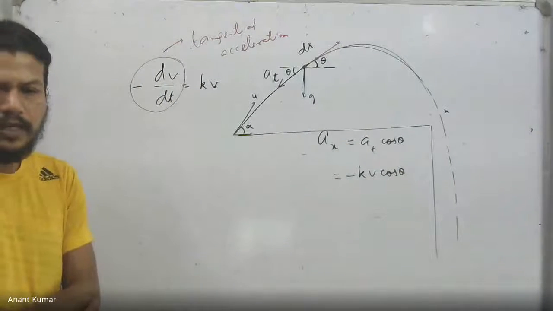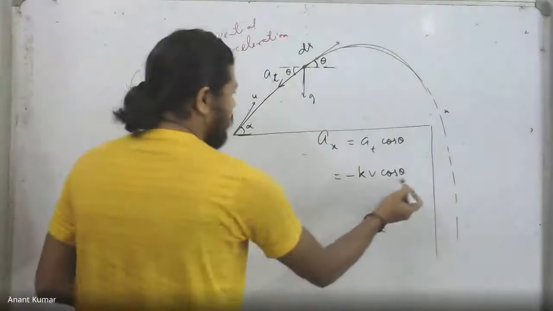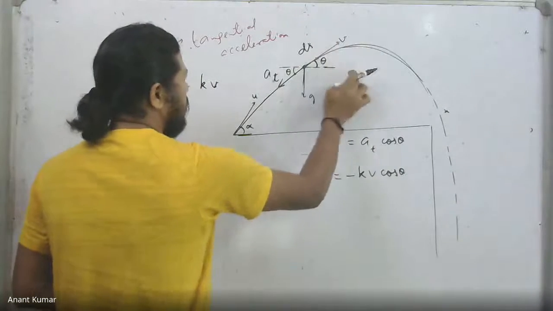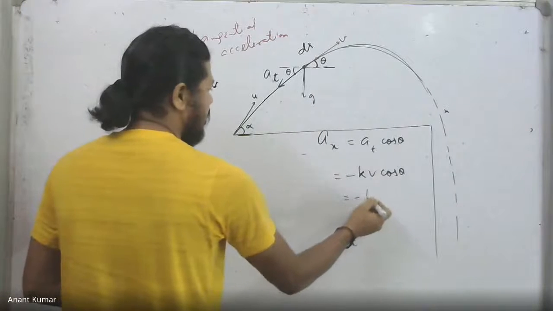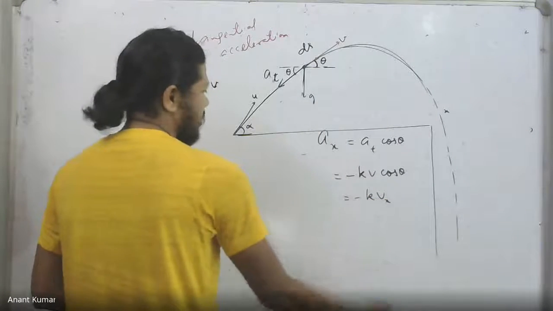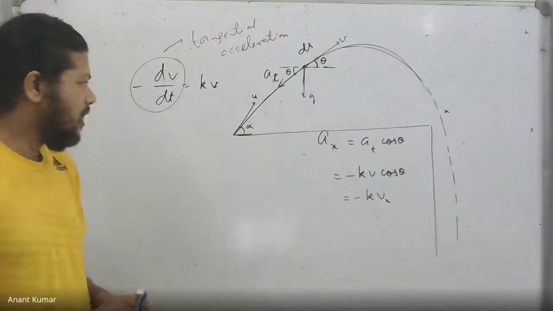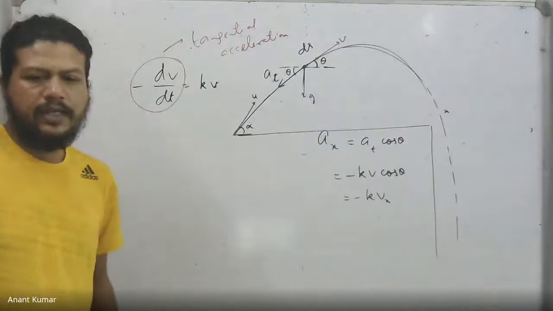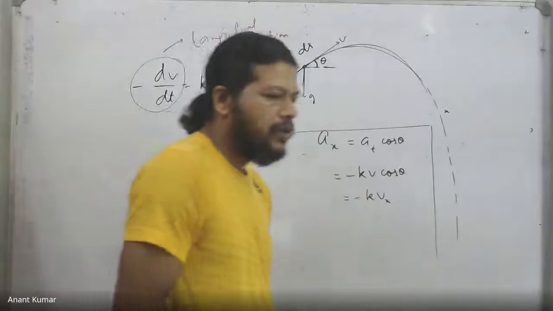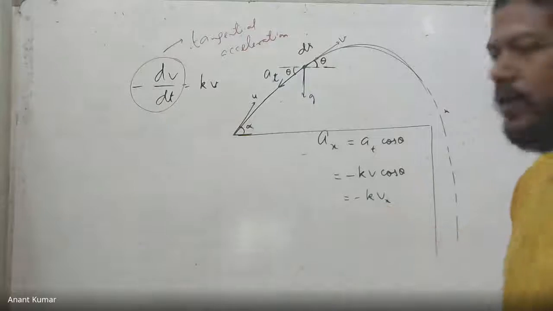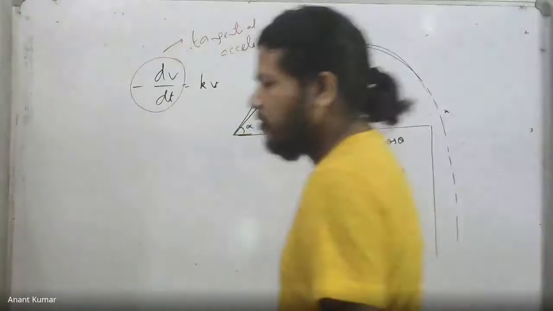But v cos theta is what? v cos theta is simply the projection of v, the speed, along the horizontal direction. This gives us technically nothing but minus k into vx. So we have a situation where the acceleration along the x-axis is proportional to the speed along the x-axis with the same constant of proportionality k. Okay, that is what made you safe over there.